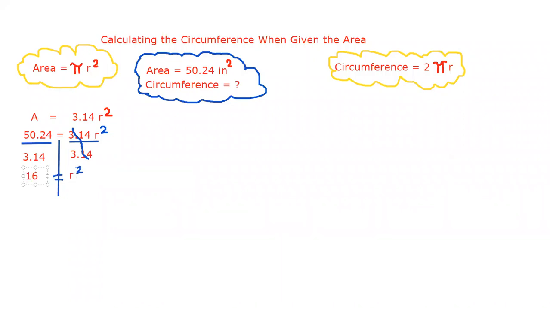Now my r is not alone yet. I have r squared. I need to find the square root of that. So I'm going to square root. If you have a calculator, then you will find the symbol that looks like this. Push that button and then put your number underneath it. So square root of 16, that gives me r on one side, and the square root of 16 is 4.